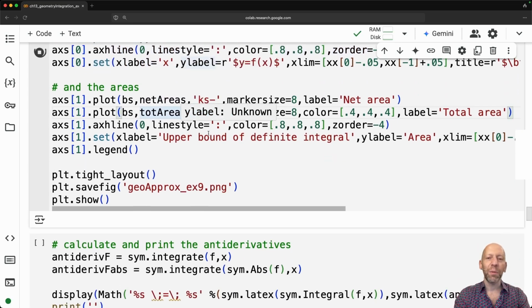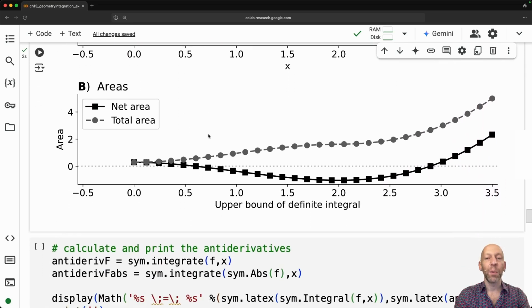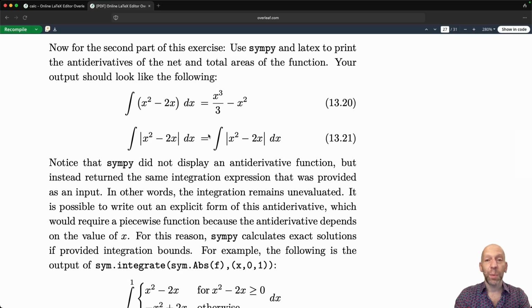So great. So far, this part of the exercise is really just about you gaining more experience with working with SymPy. Here is the second part of the exercise. Use SymPy and LaTeX printing to show the antiderivatives for the net and total areas of the function.